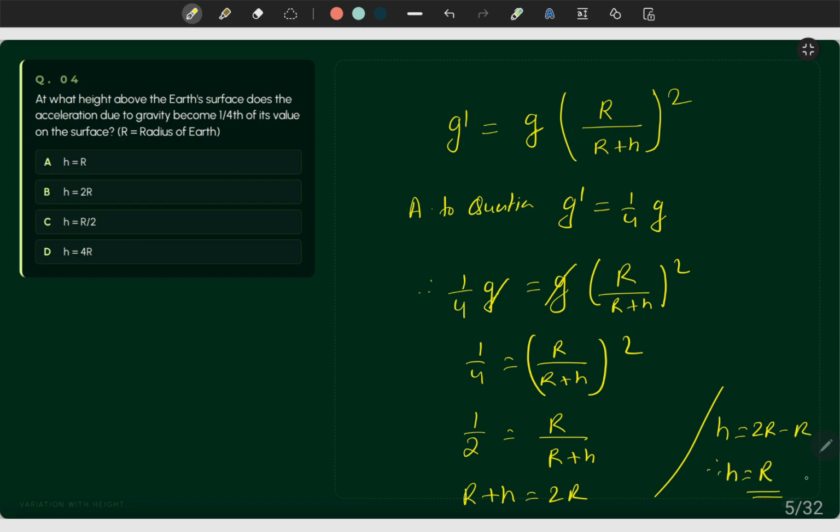So this means at height equal to radius, that means this is the earth, this is the radius of the earth, and to a point above the earth at a distance again r, at this point, the acceleration due to gravity will be 1 by 4th of the acceleration due to gravity on earth. So our correct answer is A.